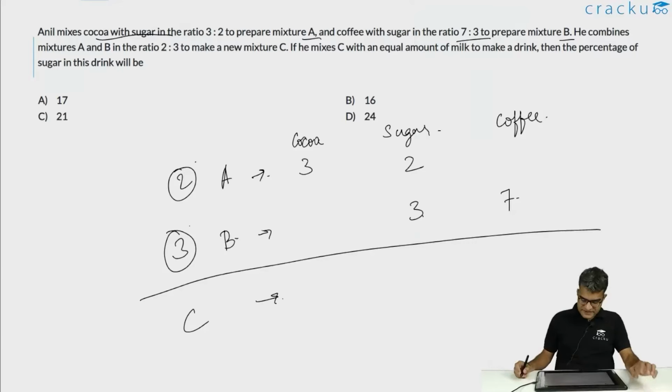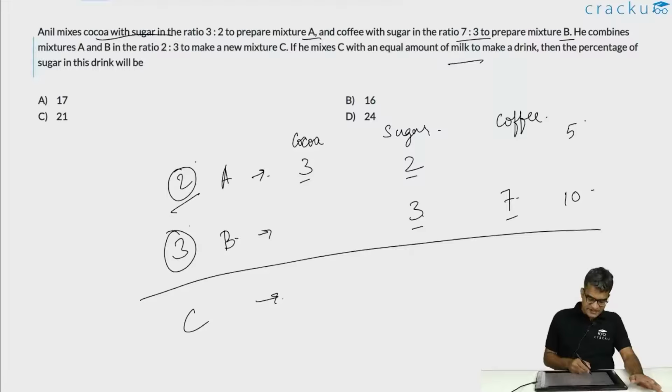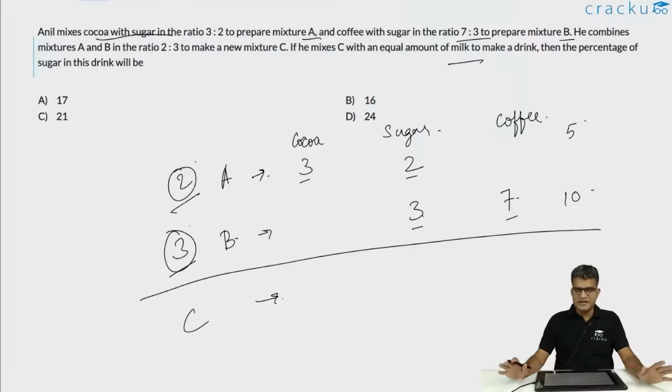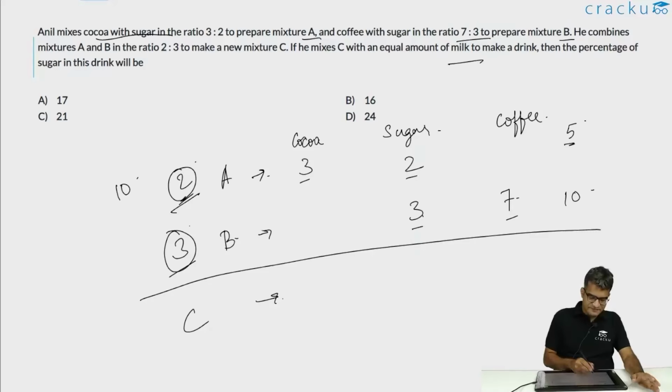And with C he mixes an equal amount of milk to make a drink. We are required to calculate the percentage of sugar in the drink. Before we calculate the percentage of sugar in the drink, let us calculate the percentage of sugar in mixture C. We have 3 plus 2 is 5. We have 3 plus 7 is 10. And they are mixed in the ratio of 2:3. So just to make calculations easy, because this is 5 and this is 2, let us assume that the total amount of A that is mixed is 10 kgs, which is 2 into 5.